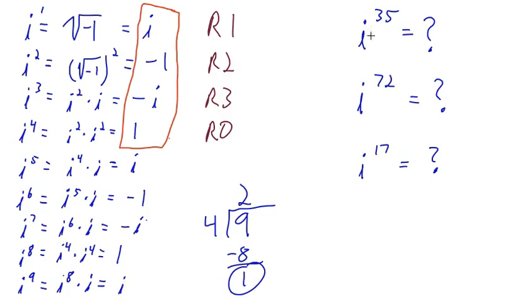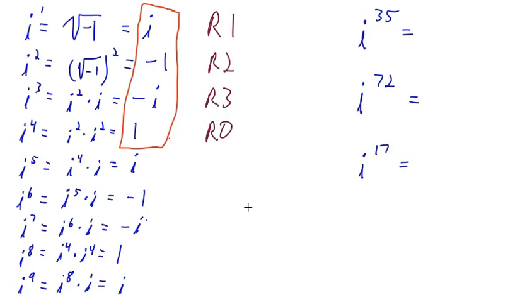Okay, it's time to try these more difficult ones. So i to the 35th power. Let's take 35, and we're going to divide by 4. 4 goes into 35 8 times. 4 times 8 is 32. We'll subtract, we get a remainder of 3. So a remainder of 3 equals -i. So this will equal -i.